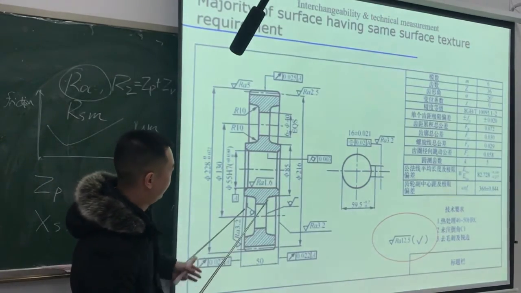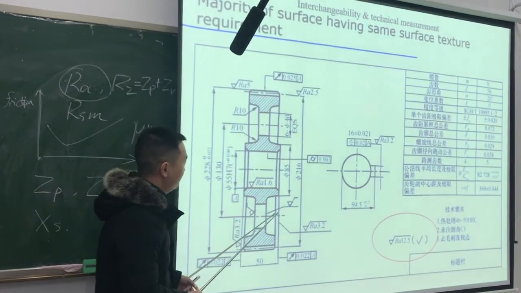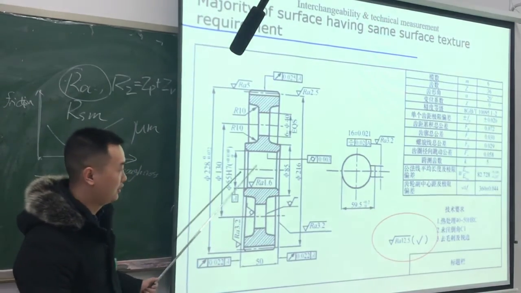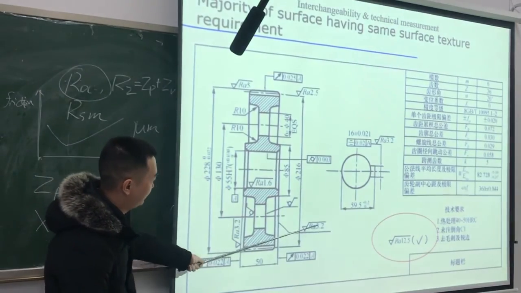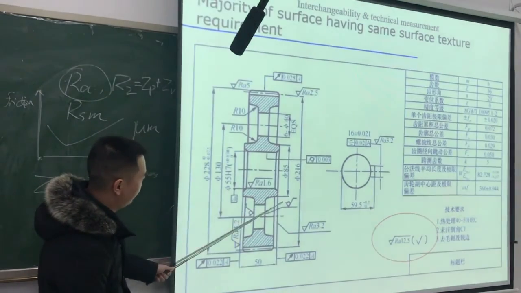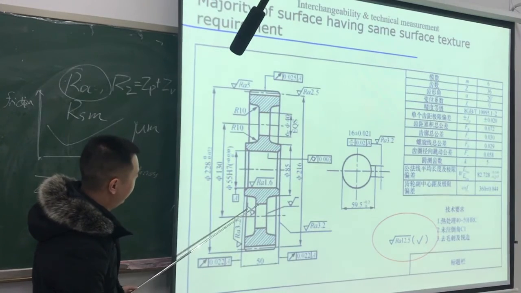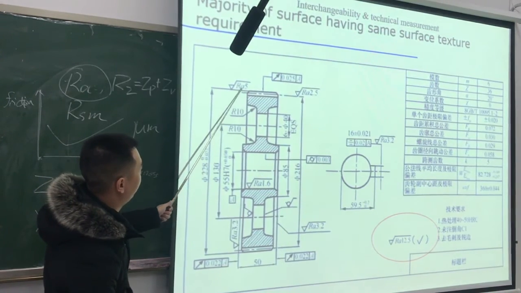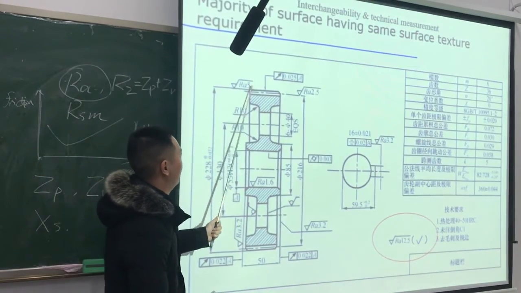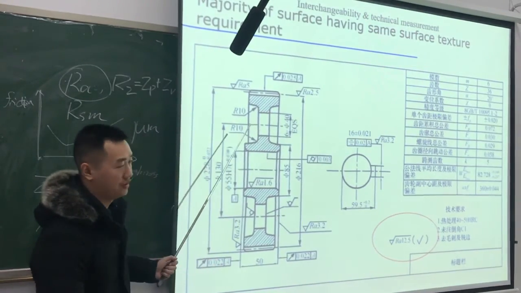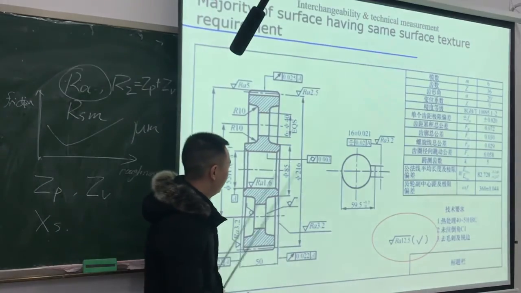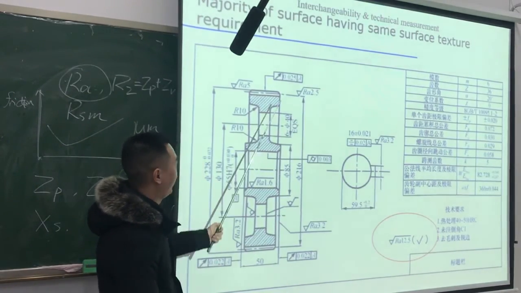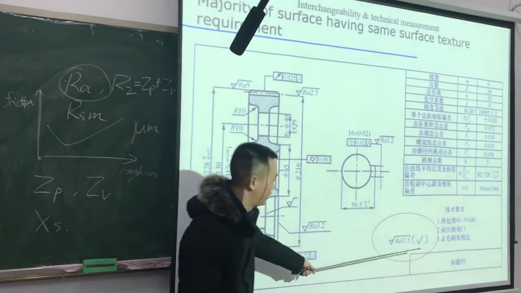And here is a detailed drawing of a gear. As we can see, in many places, these different planes and shaft plates have different roughness requirements, and for the rest of the planes that are not indicated specifically, we can use this symbol.